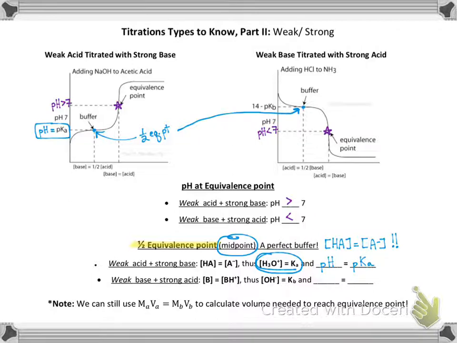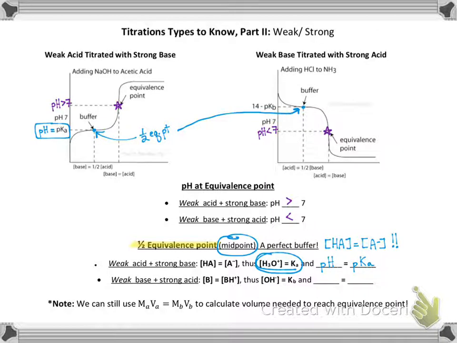Well, you just glance at the graph, find the half equivalence point, find the pH, and you've answered your question. So these are very quick to answer. Now, you might have noticed it gets a little sneakier when it's not a weak acid and a strong base. It's actually a weak base and a strong acid.